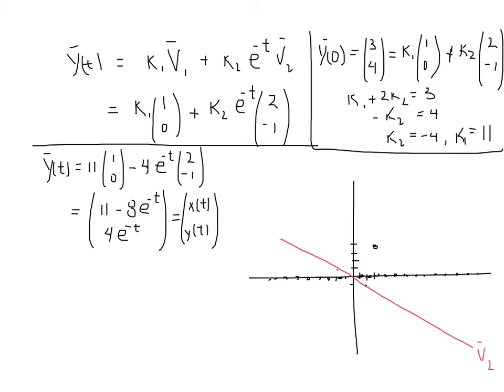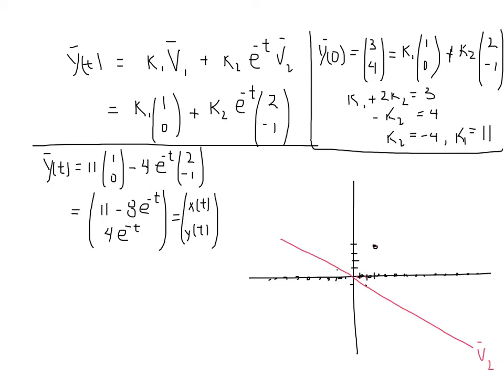Very quickly, I just want to give an example of what it would look like if we were starting somewhere off of the x-axis. So suppose we were to start at the point (3, 4). Again, here's our general solution. I would plug in (3, 4) at time 0. I would get k1 times (1, 0) and k2 times (2, -1). Two equations, two unknowns. I find that k2 is negative 4 and k1 is 11. So here's what a particular solution would look like that passes through this initial point right here at (3, 4).